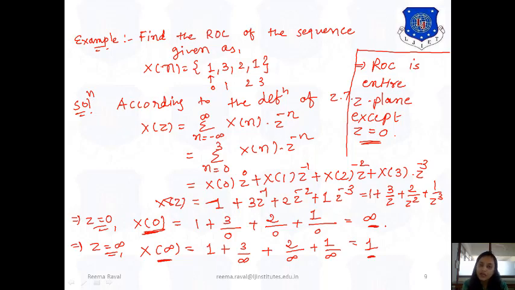Similarly, when any data is given to you, you need to find the two instance values. That means for z equals 0 you will find X of 0, and for z equals infinity you will find X of infinity, and in whichever instance the value is finite, the ROC includes that point of the z plane. If in a particular example you get that the value at z equals infinity is infinite and the value at z equals 0 is finite, then you will say that ROC is the entire z plane except z equals infinity. Okay, so this is how you can find the ROC of the given data sequence.